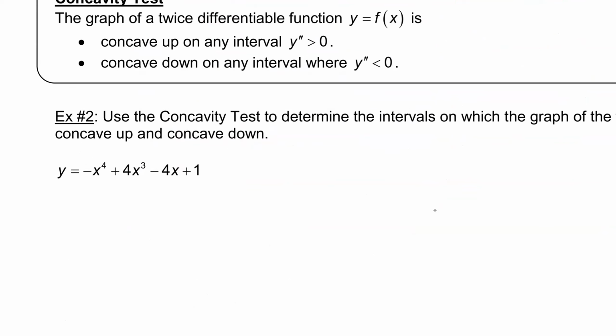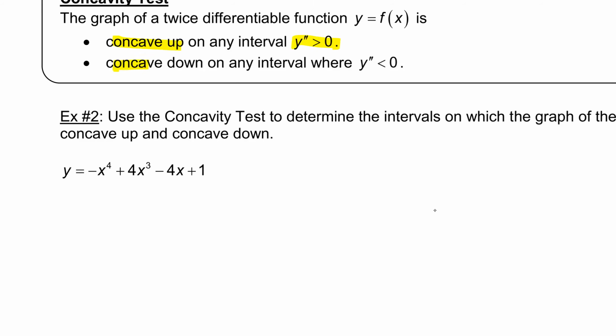So the graph of a twice differentiable function is concave up if the second derivative is greater than 0. It's scooping up. If the second derivative is negative, it'll be concave down. So the first derivative doesn't matter for this one?